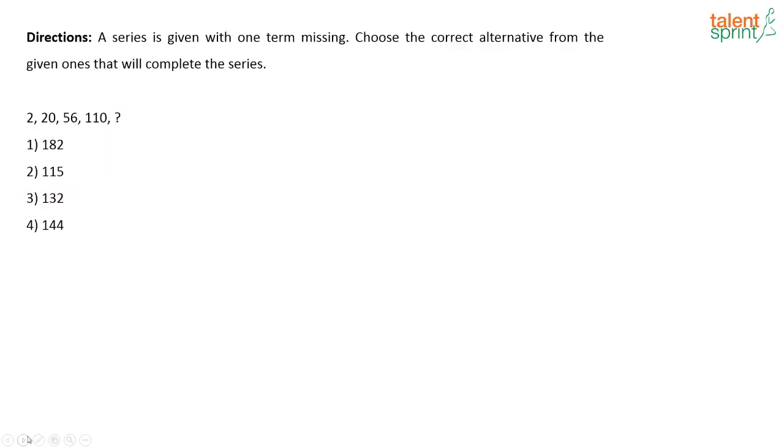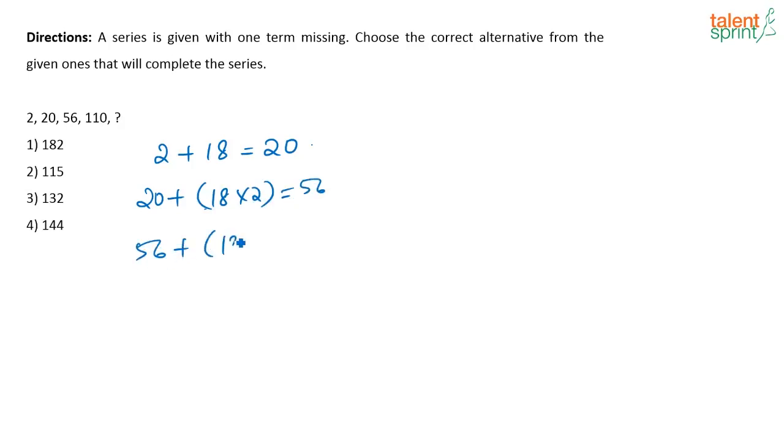Next, 2, 20, 56, 110, question mark. So what is the logic that is used here? See, I have 2 plus 18, that is equal to 20. Similarly, I have 20 plus 18 into 2, that is equal to 56. 56 plus 18 into 3, that is equal to 110. And 110 plus 18 into 4, that is equal to 182. So the correct answer is option 1.